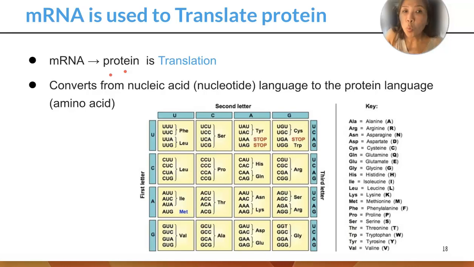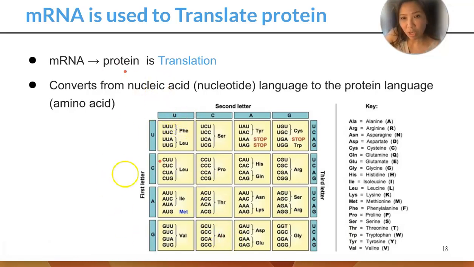Okay, so mRNA to protein is called translation. Remember, we have all the different codons now, and we're ready to make the actual protein. So we're ready to make the actual cake, right? We can convert all of these nucleotides to a protein language. The protein language is amino acids.